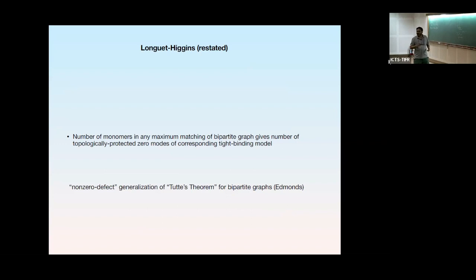So restated in my language, what Longuet Higgins showed is the following. The number of monomers in any maximum matching of a bipartite graph gives the number of topologically protected zero modes of the corresponding tight binding. This is the statement. By topologically protected, I simply mean you can change the non-zero hopping amplitudes whichever way you like. Just don't convert zeros to non-zeros and non-zeros to zeros. That's all. For a network, I think that's a reasonable definition of topology. And in graph theory, this was discovered, I think, about 10 years after Longuet Higgins by another great scientist, Edmonds, of the Edmonds algorithm. And it's known as the non-zero defect generalization of Kőnig's theorem.